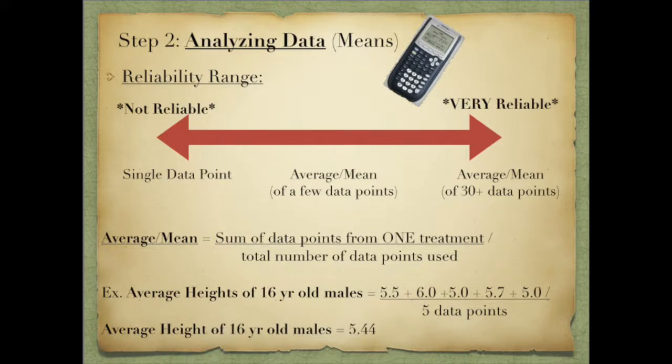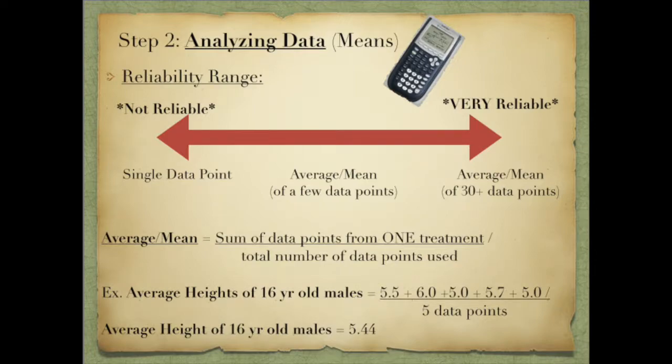So getting into that analysis, the first thing you're going to do with your data is you're going to get the average or the mean. Now, an average or mean is simply when you take your data points for a certain treatment, you add up the numbers and you divide that sum by how many data points you had.